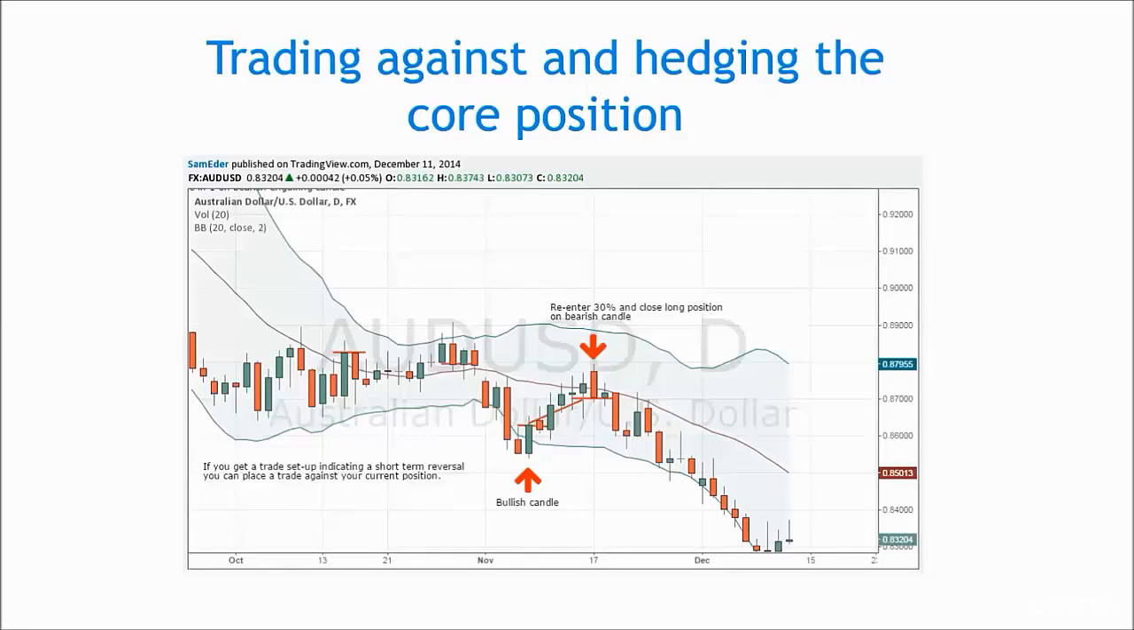Another significant benefit of trading against a core position is that if you generate profits from the trade, you can then use them to add more size to the original position. This is one way of building a very large position for a trade.